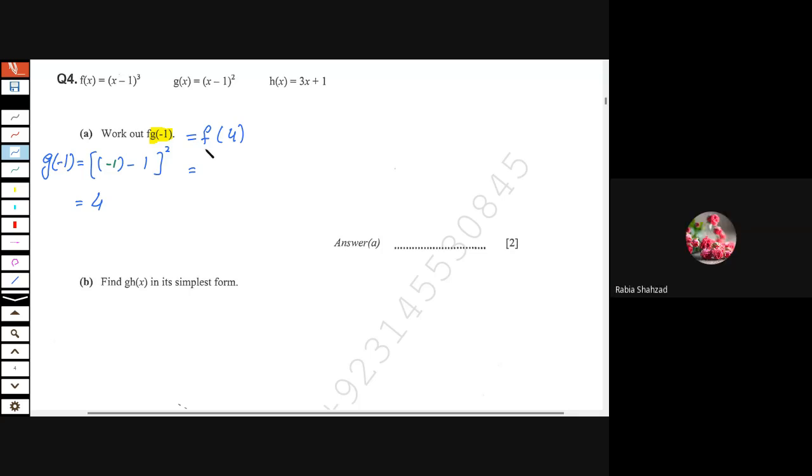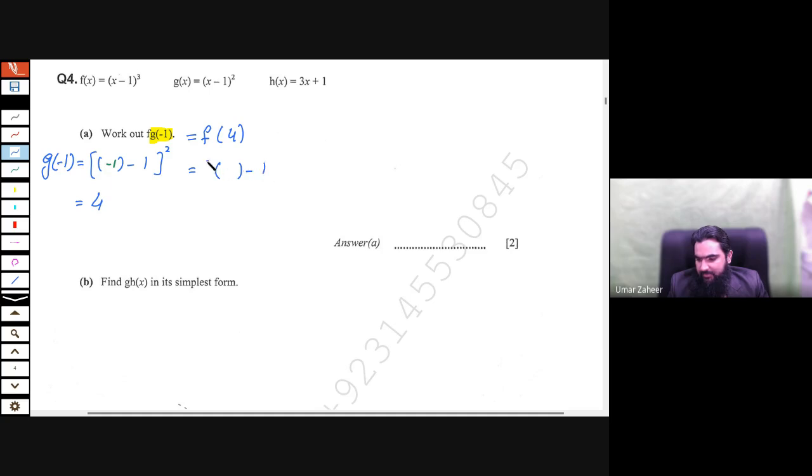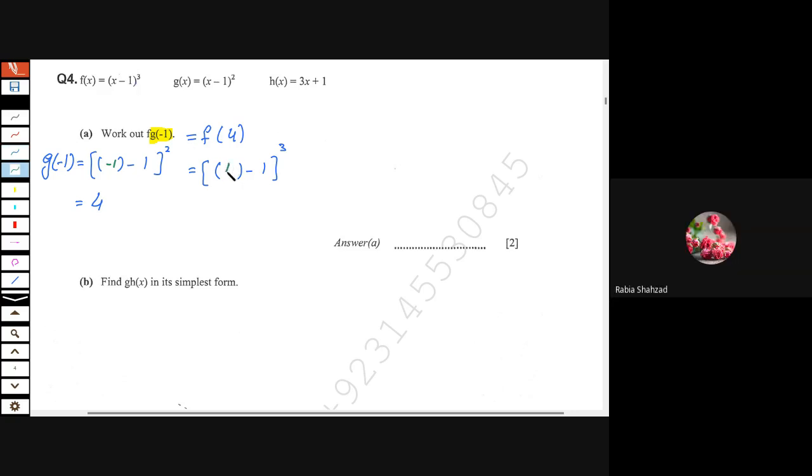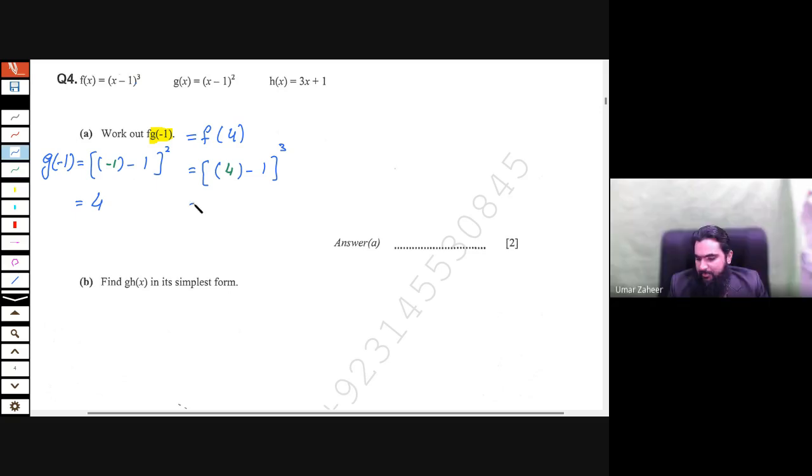F of x is x minus 1 whole cube. And at the place of x, what do we have to substitute? 4. 4 minus 1 is 3. 3 cube will be 27.